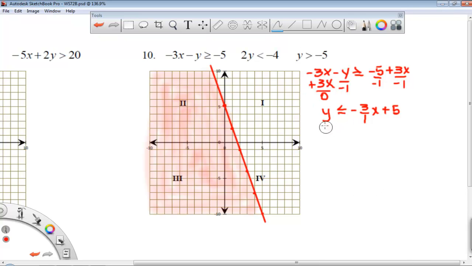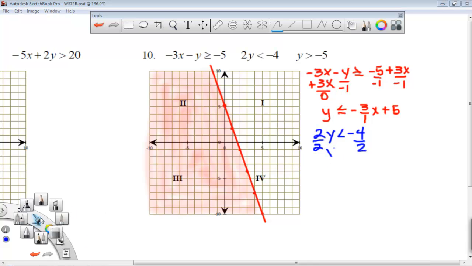All right. Now we're going to do the next one. We'll do this one in blue. This is a single variable one, and it just has a y in it, so it can only go through the y-axis. So I've got 2y is less than a -4. Divide each side by 2. So that tells me, let me get rid of that mark here, that y is less than a -2.